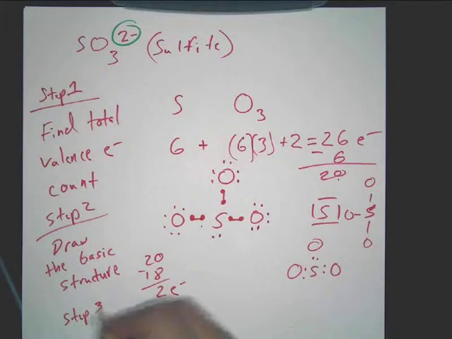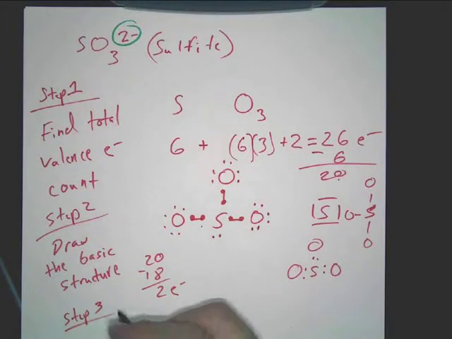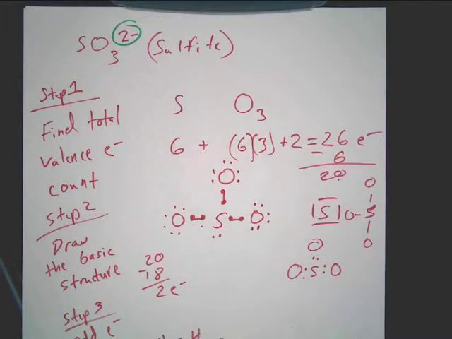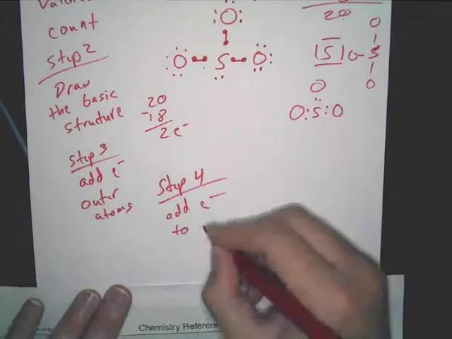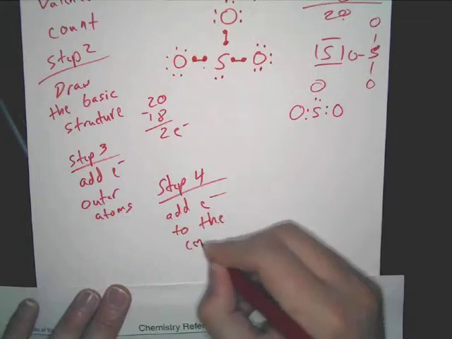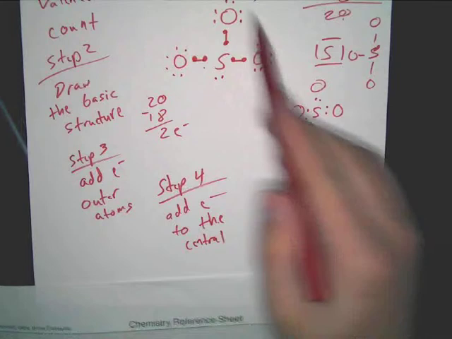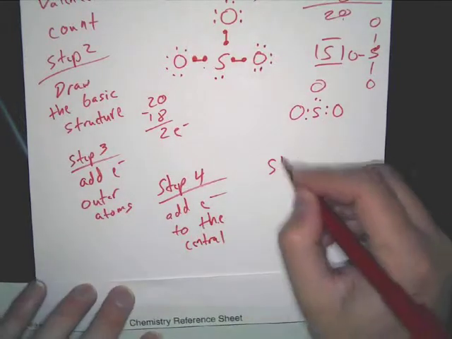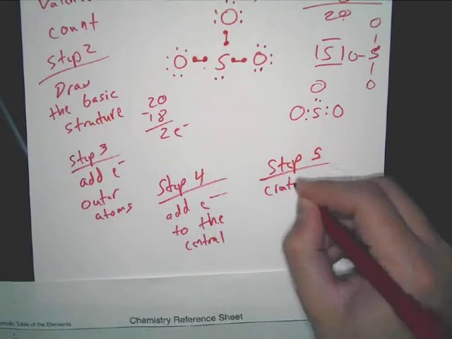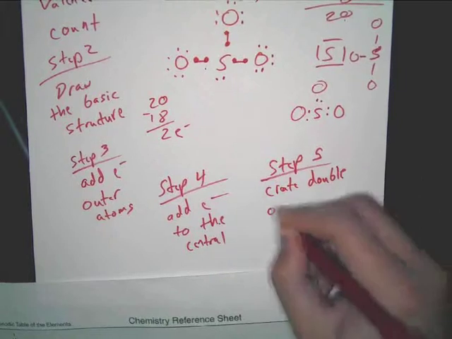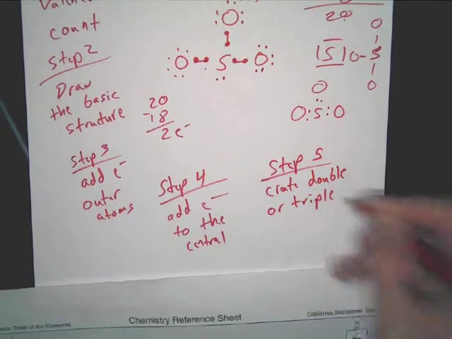Step 3 would be, you see what I mean? It's more process than it is like steps. The step 3 would simply be add electrons to the outer atoms. Step 4 would be add electrons to the central atom, which is, if you think about it, we added to the outside, then we added to the central. And then step 5, if you're desperate, would be create double or triple bonds, which I will show you an example about in a minute.